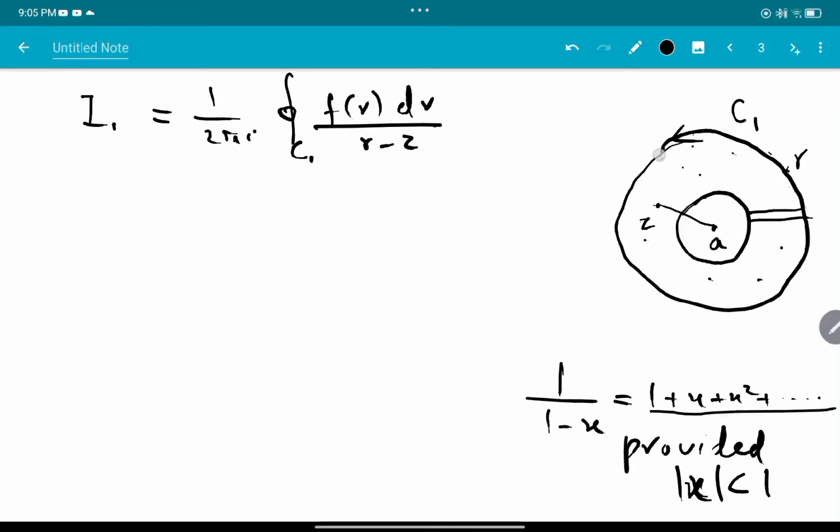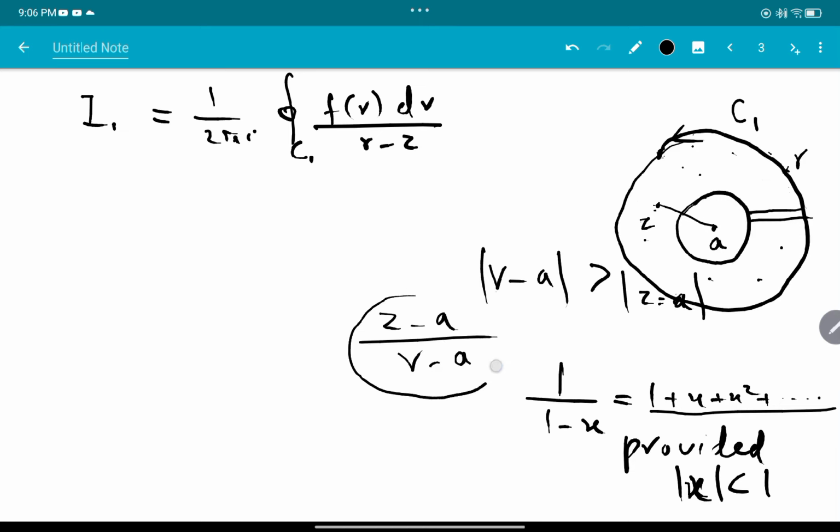Now we will take advantage of this and see what I am going to do here. You see, gamma is on this path c1 and z is here. So gamma is farther out than z. This means mod of gamma minus a is greater than mod of z minus a. That's simple. Since this is bigger and this is smaller, I can make a ratio of the smaller divided by the bigger, and this quantity will be less than 1. At least its modulus will be less than 1.